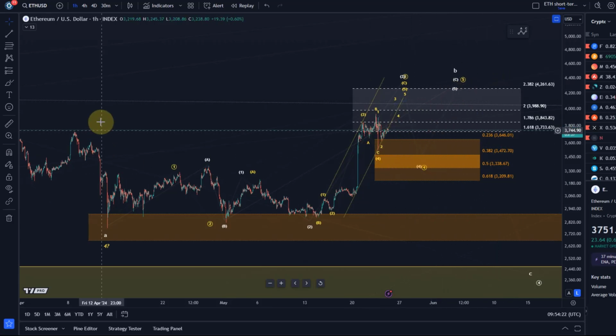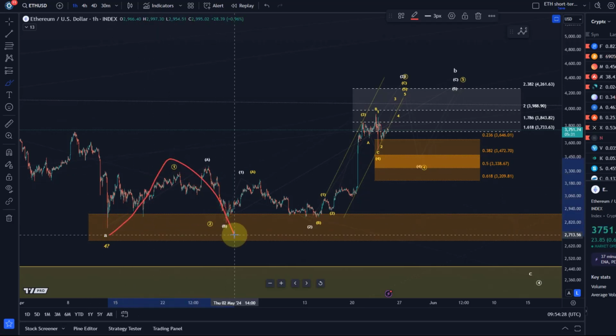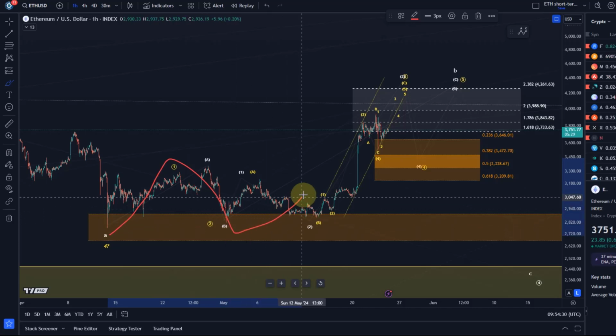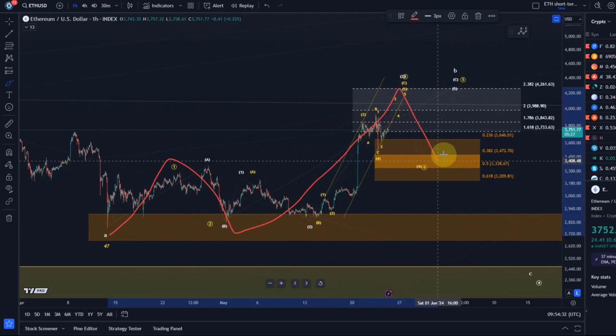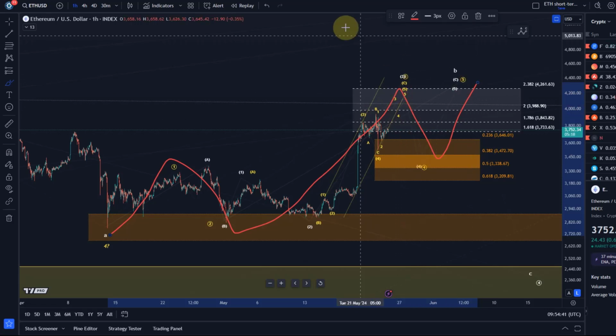against this support area. So the idea is that we're moving in a diagonal pattern to the upside after the wave 4 ended. Wave 1, wave 2, we could still be in the third wave in yellow. Then we get another 4, 5. And my current assumption is that it would be ideal to get one more high in wave 3, and then we get a 4, 5.